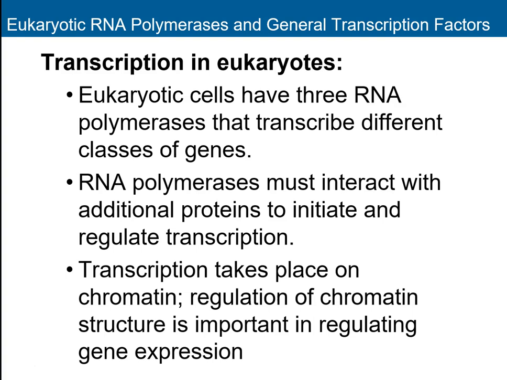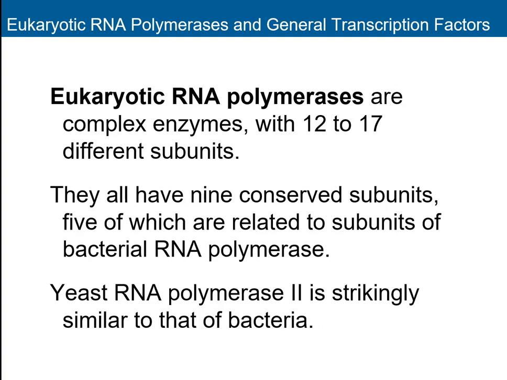So it's more complex in a eukaryote than prokaryote. Prokaryote is really just that one RNA polymerase with those multiple subunits. All of those together is enough to initiate and to start transcription. Okay. But however, in eukaryotes, it's more complicated. Transcription takes place on chromatin, okay? And so there needs to be some regulation of chromatin structure, which will also be important in regulating gene expression.